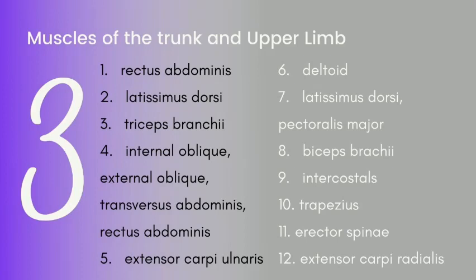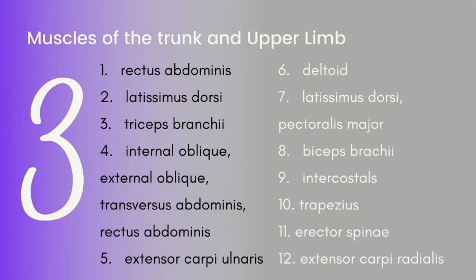Number 7, shoulder adductors. There are 2 muscles, the latissimus dorsi and the pectoralis major. These are the muscles that allow us to move our shoulders. Number 8, flexes elbow and supinates the forearm. The answer is biceps brachii. Number 9, small muscles between the ribs. It is intercostals.